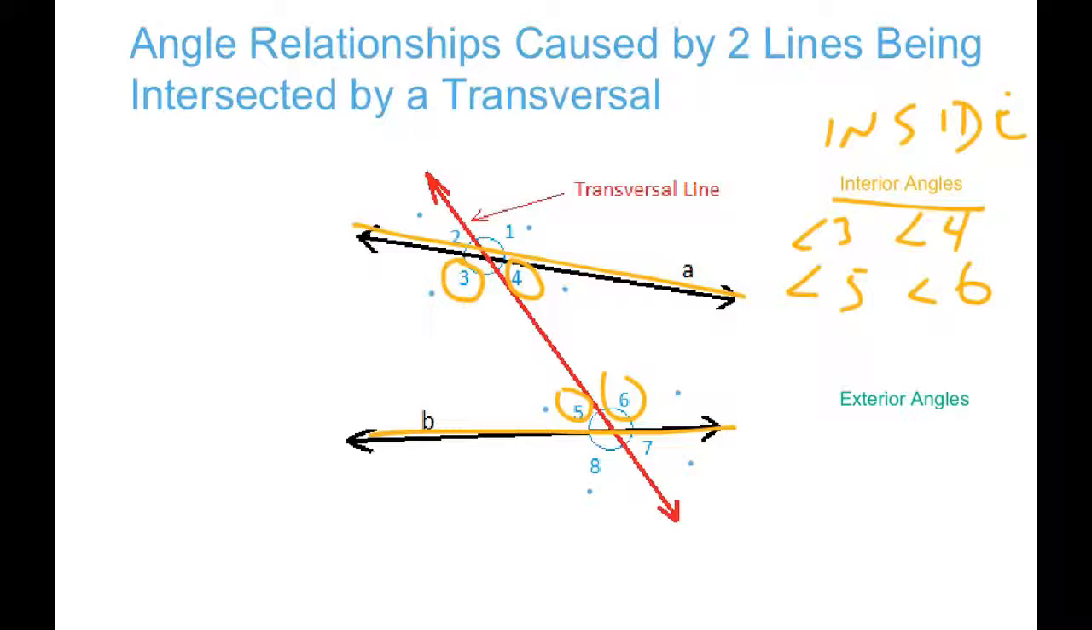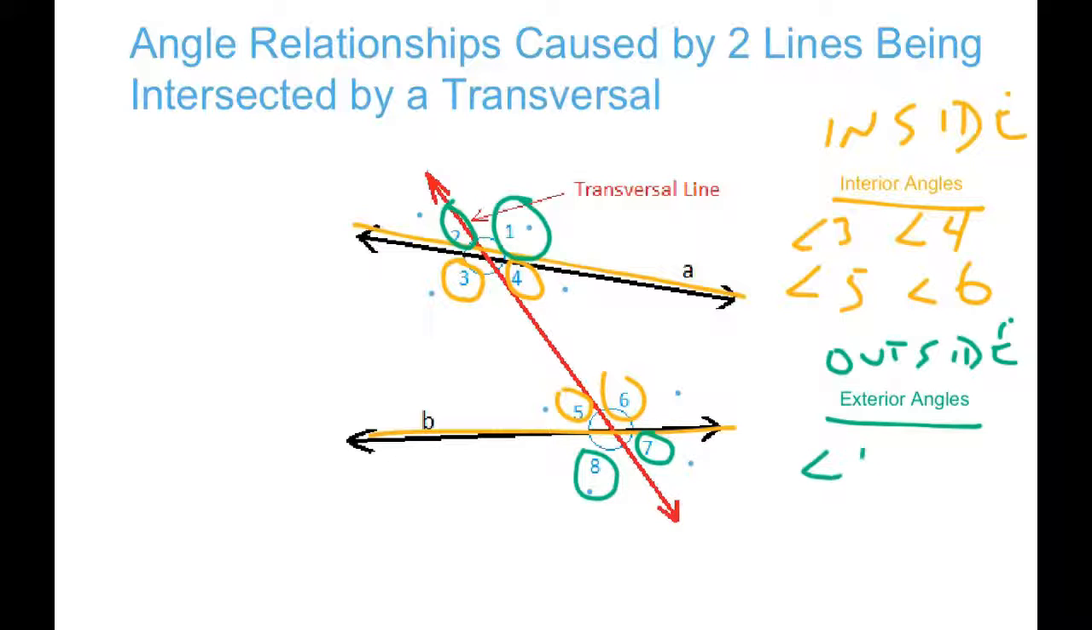If we're talking about exterior angles, we're talking about outside. Interior, inside, exterior, outside. So here, we're talking about outside of those two lines. So we're looking at angle 1, angle 2, angle 7, and angle 8. All right, so there's 8 angles. 4 of them are interior angles. 4 of them are exterior angles.